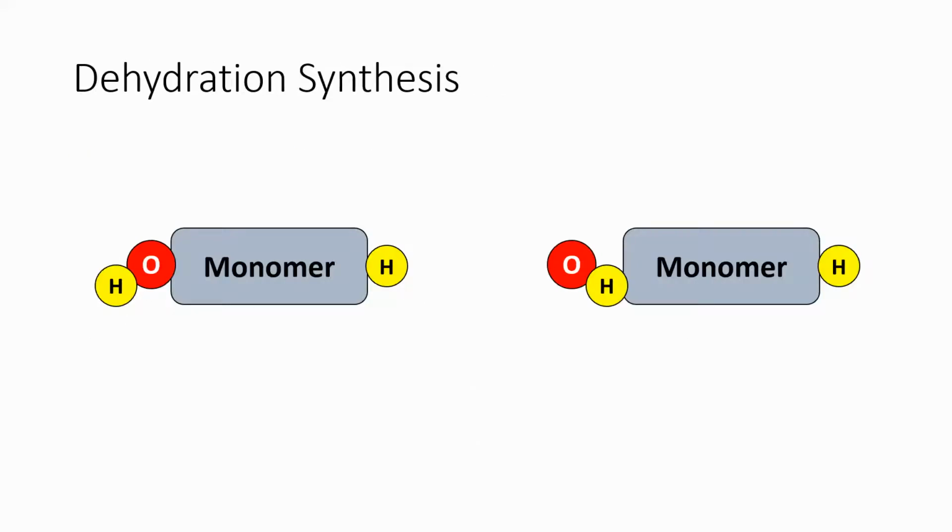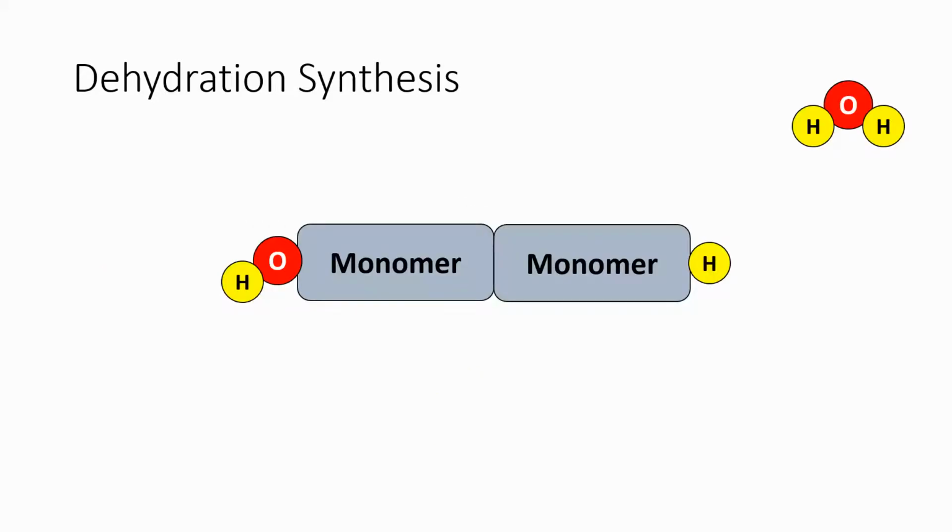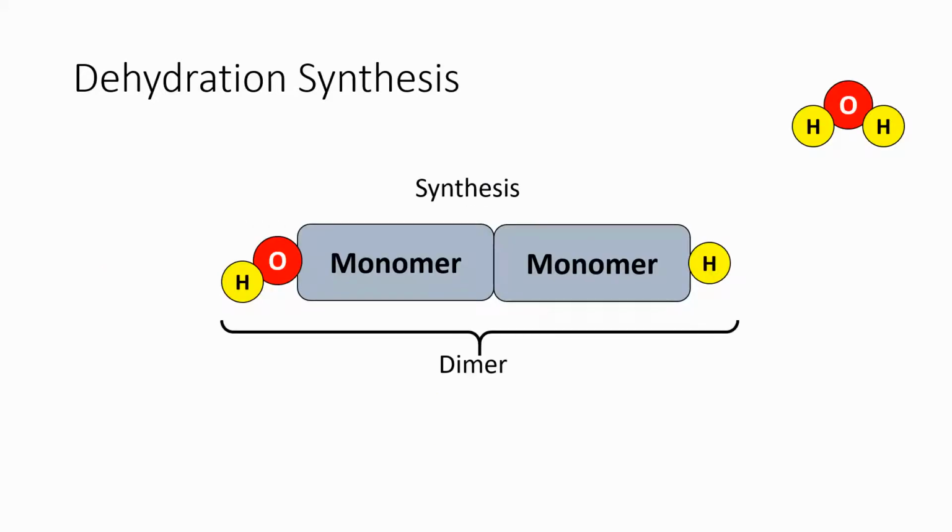So we're going to look at an example of this happening. We have two generic monomers. Notice that each of them has an OH on one side and a hydrogen on the other side. So what can happen is there are enzymes that will help break off a hydrogen group from one and an OH group from another. When that happens, that hydrogen and that OH can combine to form a water molecule. That is the dehydration aspect, because you're taking away the equivalent of an entire water molecule from these two monomers. Then the synthesis part is joining these two monomers together. So you get a dimer and you get a leftover water molecule.